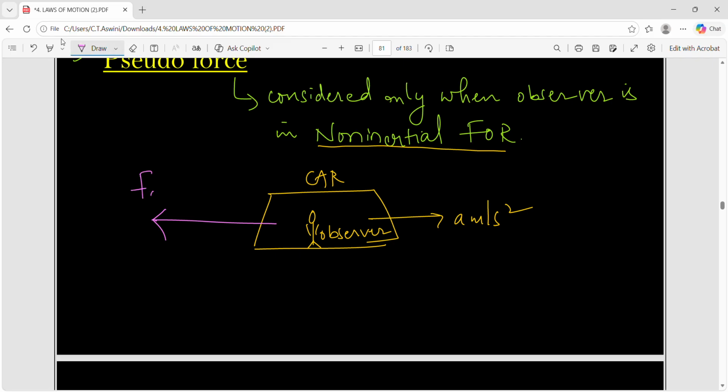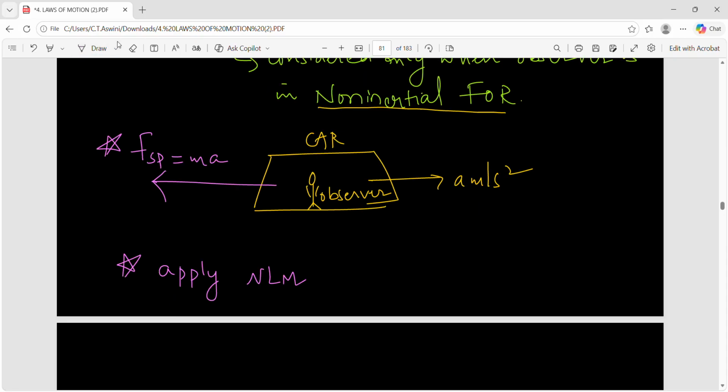So, pseudo force is an imaginary force which is taken in the opposite direction of acceleration. If a is forward, pseudo force will be backward. So, this is the important point. First, we'll consider pseudo force and then we will apply Newton's laws of motion. When we do problems, you'll understand this. So far clear?